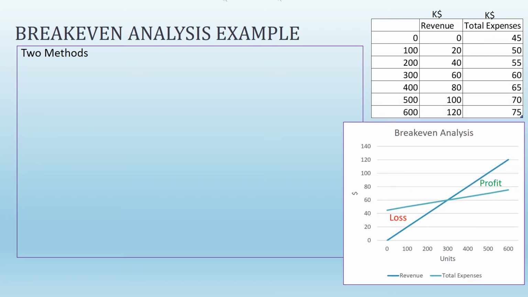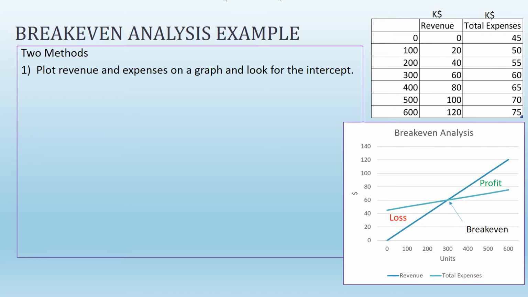To help solidify how to do a break-even analysis, let's look at an example. We're going to look at two different methods. The first would be a graphical, and the second will be from a spreadsheet. The graphical analysis is relatively simple. You plot the revenue and the expenses on a graph, and you look for the intercept of the two. The x-axis has our units, and the y-axis has the dollars. The second method is to calculate the break-even point by charting your revenue and your expenses.